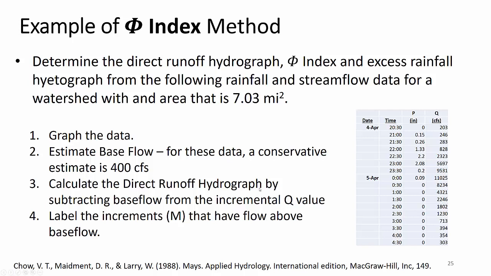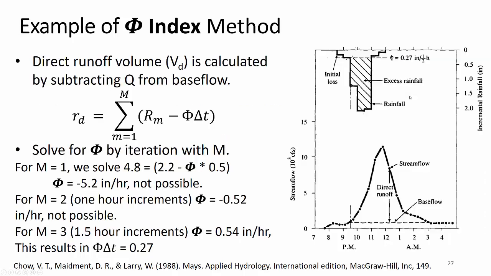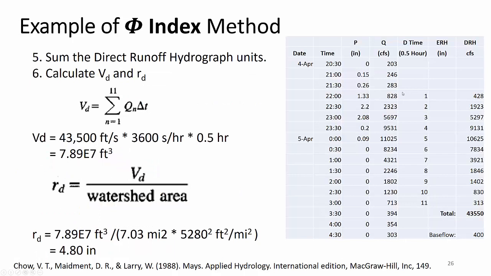Let's calculate the direct runoff hydrograph by subtracting base flow from the incremental value. So we label the increments M that have a flow above base flow. And so we have how many flows above 400? We have this number of flows above 400. So when we do that, we have flows above 400. We have 11 of those. So we have M equals 11.